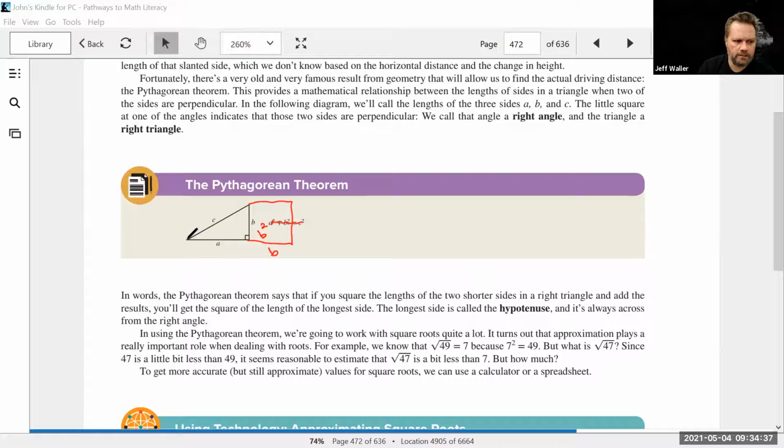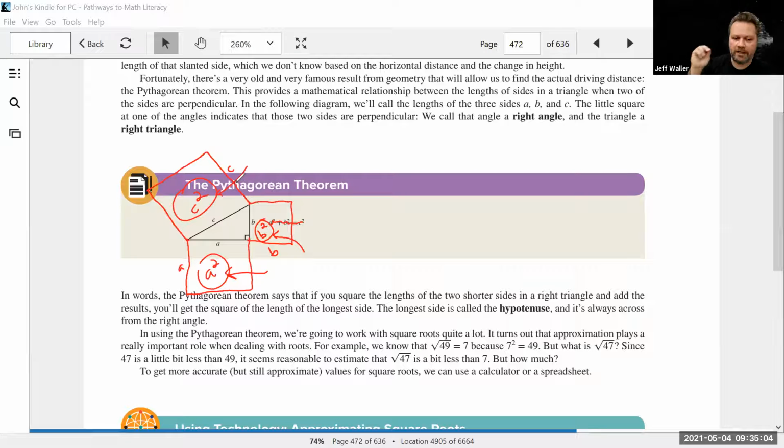Now let me draw a square off of A. It's going to be bigger. What's the area of that square? A squared. And then, of course, I got this big thing off of C. What's the area of that square? C squared. So all the Pythagorean theorem says is the square on the side of A plus the square on the side of B equals the square on the side of C.